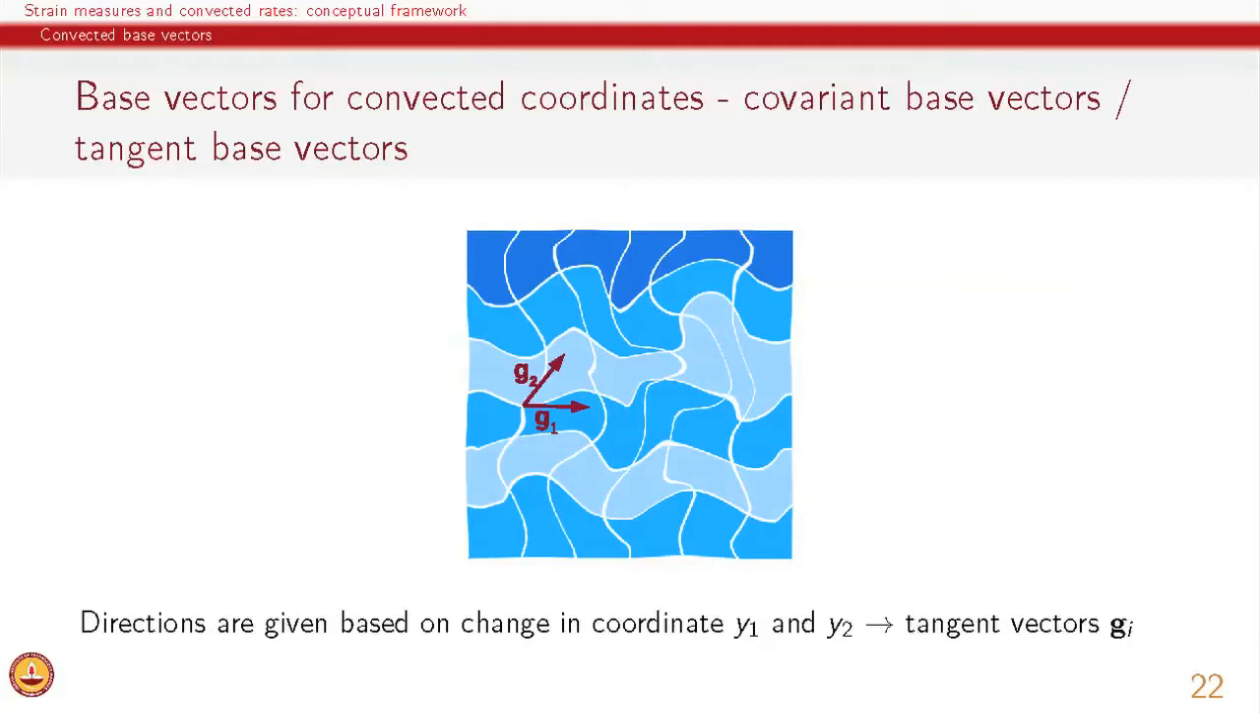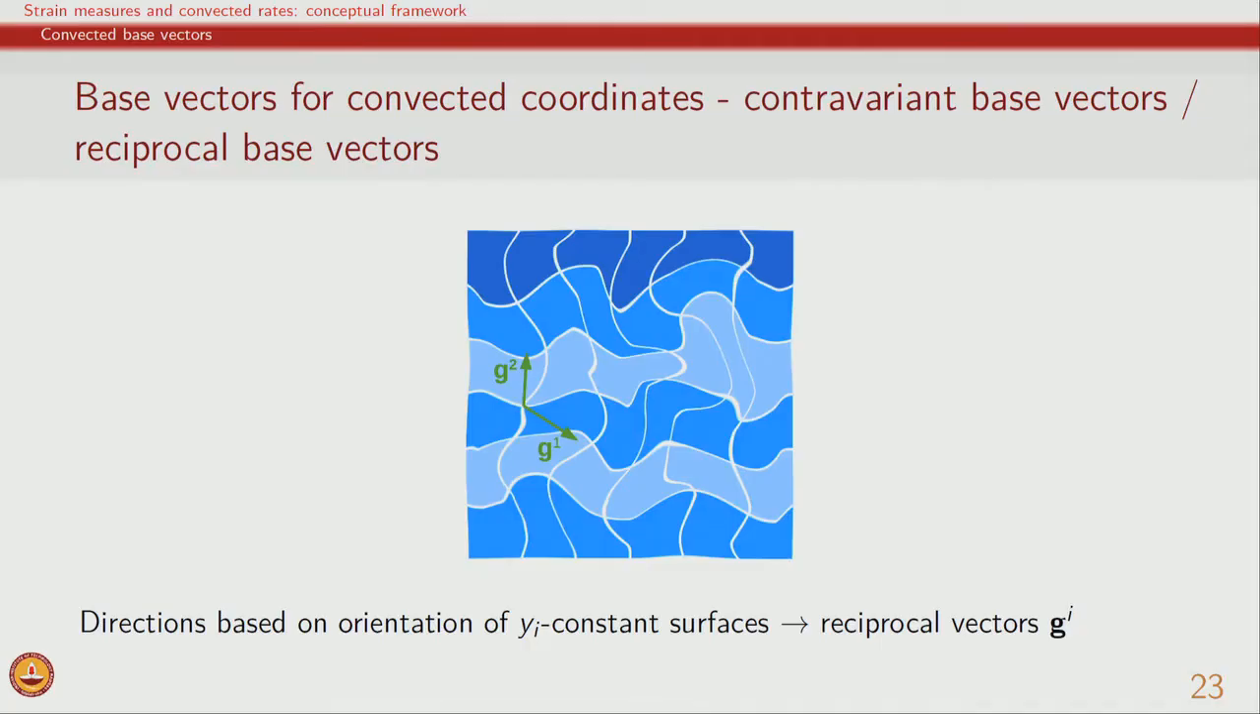We could also ask the next question, which is related to what happens to the constant surfaces. So, this is the y1 constant surface, and this is the y2 constant surface. You can see that the y1 constant surfaces are this, this and this, and of course, they keep on varying.